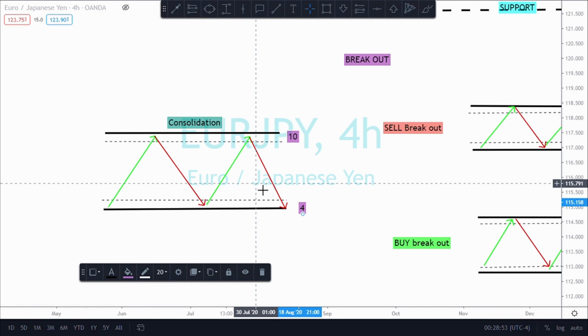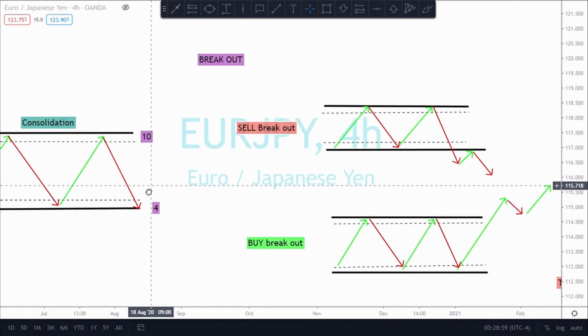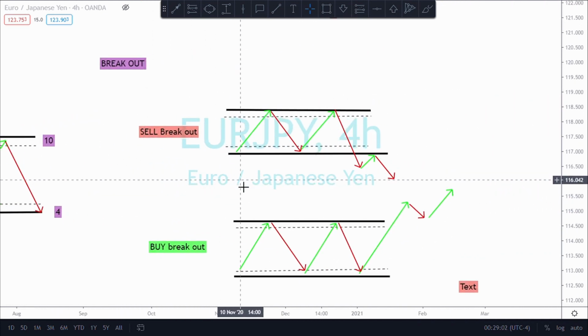So it normally breaks out. Well, it has to. At some point it has to. So you really have two types of breakouts.